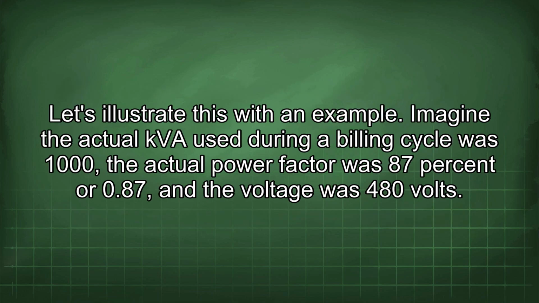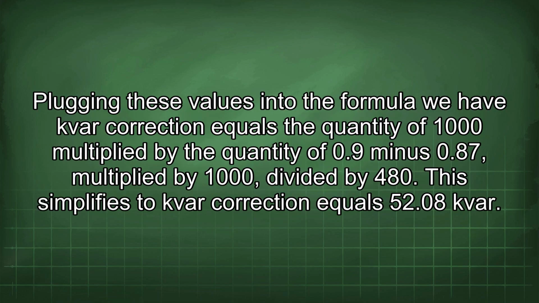Let's illustrate this with an example. Imagine the actual kVA used during a billing cycle was 1000, the actual power factor was 87% or 0.87, and the voltage was 480 volts. Plugging these values into the formula, we have kvar correction equals the quantity of 1000 multiplied by the quantity of 0.9 minus 0.87, multiplied by 1000 divided by 480. This simplifies to kvar correction equals 52.8 kvar.